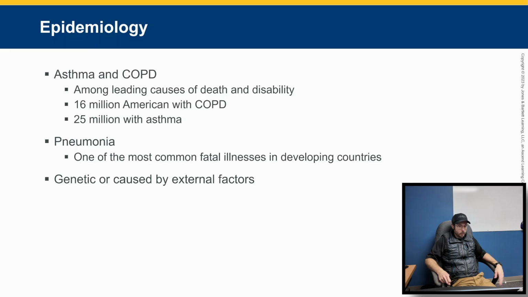Pneumonia, one of the most common causes of fatal illness in developing countries. So pneumonia. Where does pneumonia come from? And where does that infection start when we're classifying pneumonia? So we know that it is in the respiratory system. What piece of the respiratory system does that infection? Yeah. So it's in the actual lung tissue itself. So an infection in the lung.